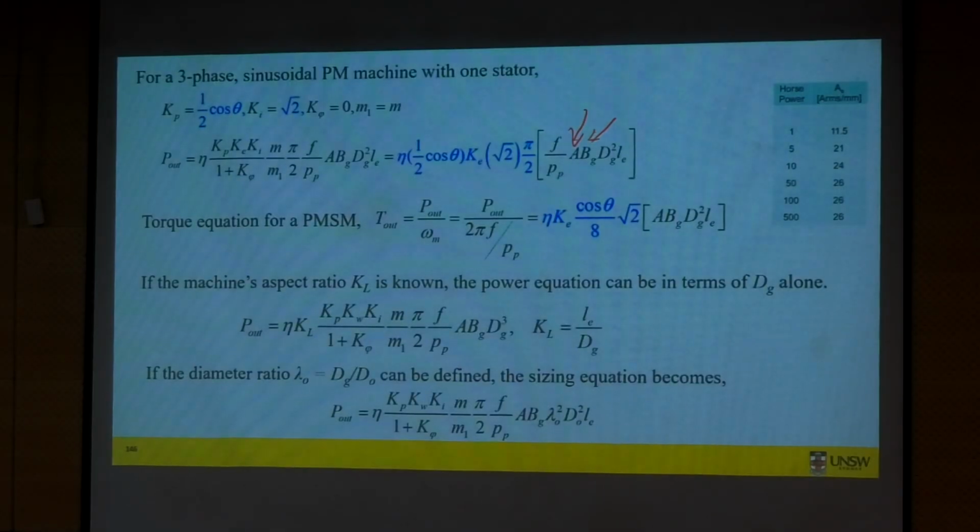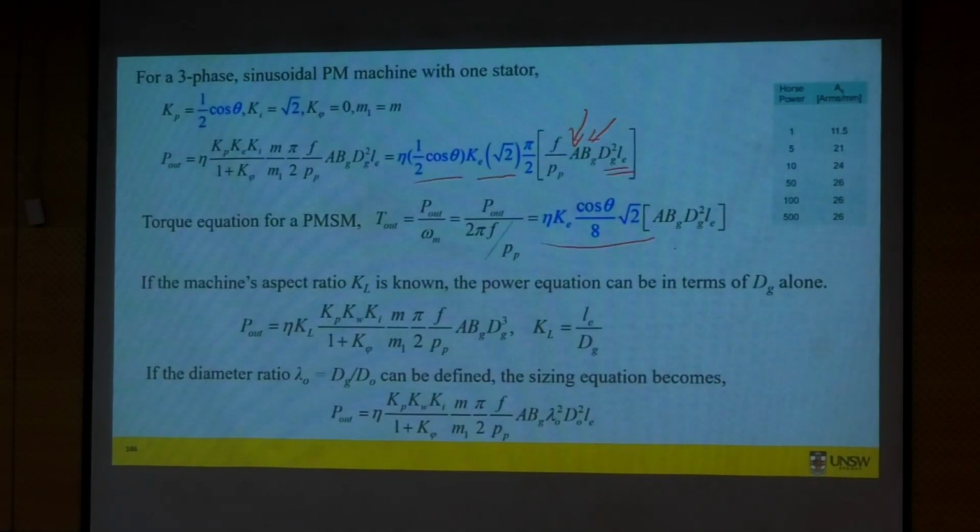All other factors can be calculated. So the only unknowns are Dg squared and Le. Okay, and that's the active volume of the machine actually. It's also called active volume, Dg squared times Le. This is simply showing you what those factors are if we have a PMSM, okay? And you may note that all this can be calculated.